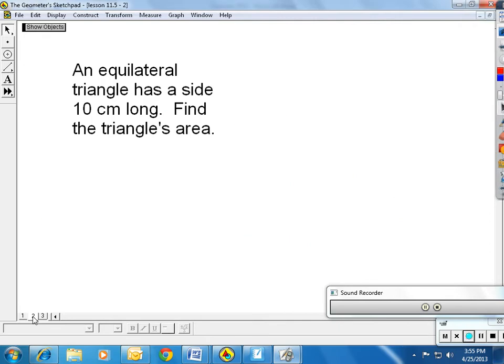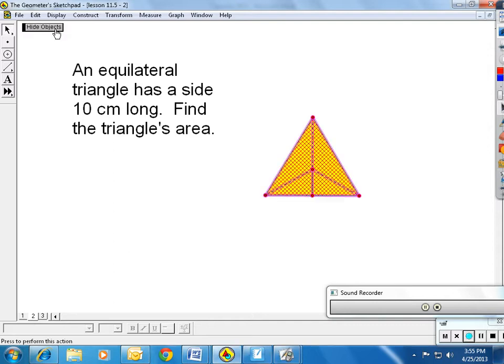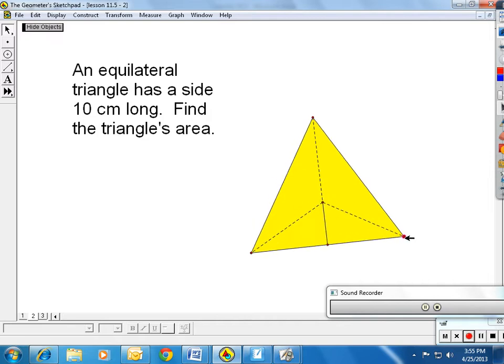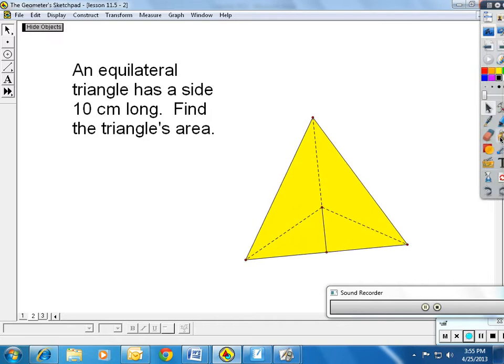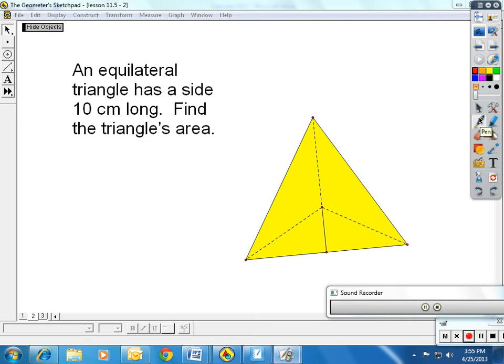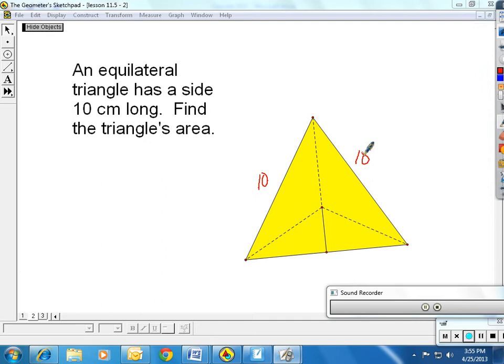An equilateral triangle has a side 10 centimeters long. Find the triangle's area. So here's a picture of an equilateral triangle. Now let's label it. Each side is 10 units long. So if this is 10 units long, all I need to find now is the apothem, because I know the perimeter. Perimeter is going to be 30. So how do I find the apothem? Now, to find the apothem, you need to think about the shape that you're looking at. How do I find the apothem here? Well, let's look at the triangle.